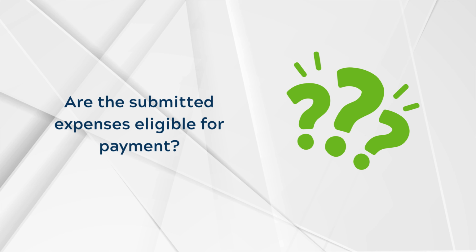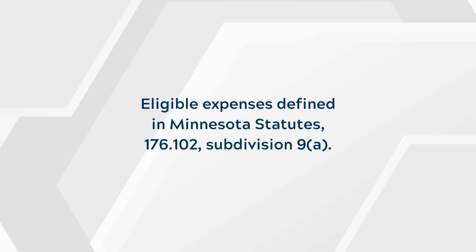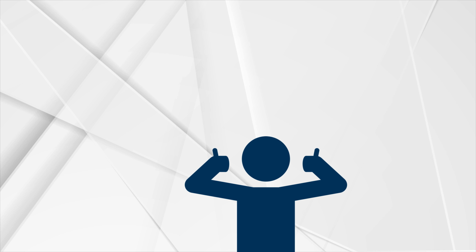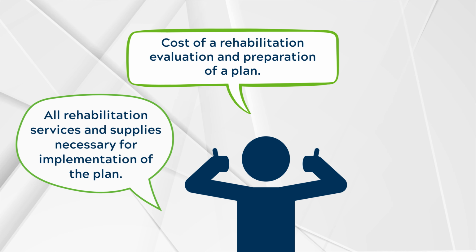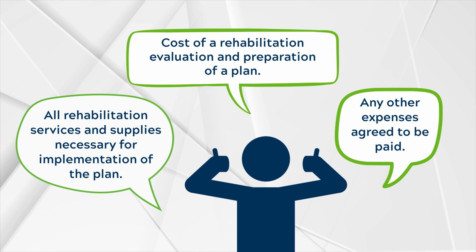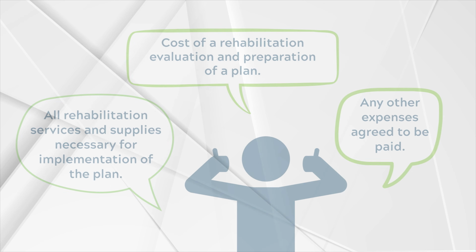The first question to ask is if the expenses submitted are eligible for payment. The following are some examples of eligible expenses defined in Minnesota Statutes 176.102, Subdivision 9A. You can find the full statute link in the video description. Eligible expenses include the cost of a rehabilitation evaluation and preparation of a plan, all rehabilitation services and supplies necessary for implementation of the plan, any other expenses agreed to be paid. See the statute for more detailed information.